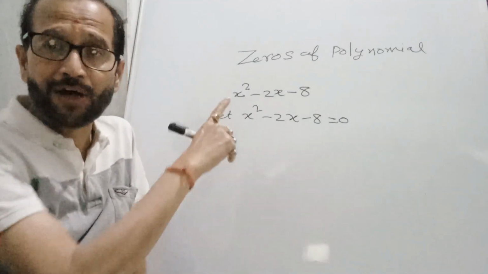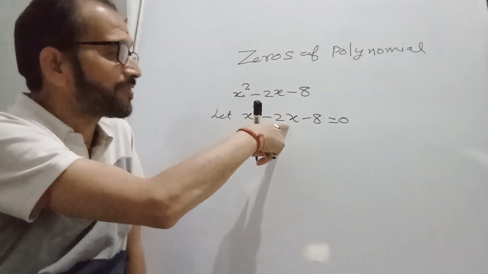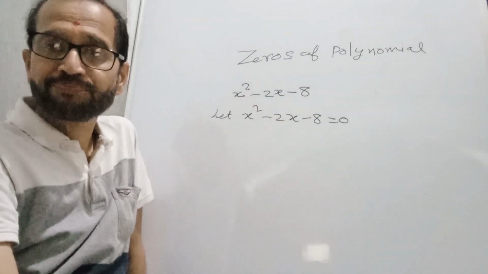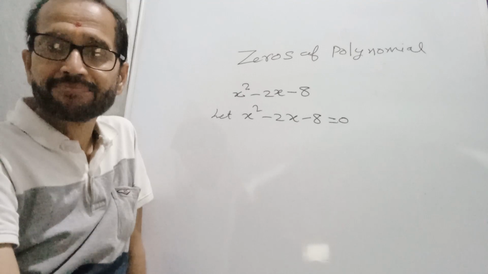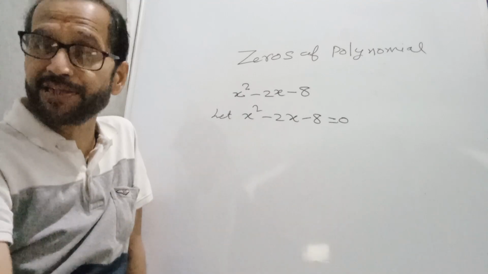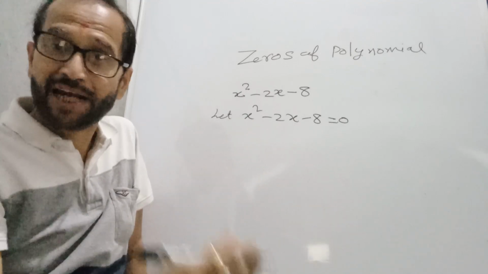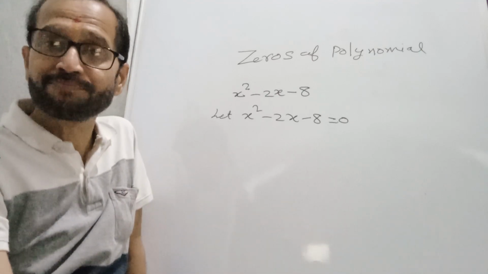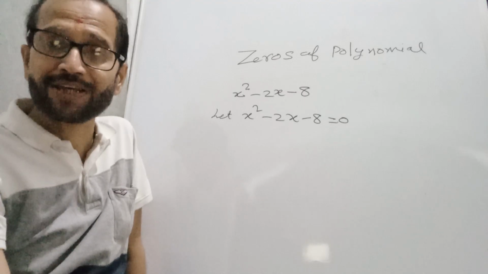Okay? Now factorize this equation by splitting the middle term. And you know the process of splitting the middle term. What is the process?